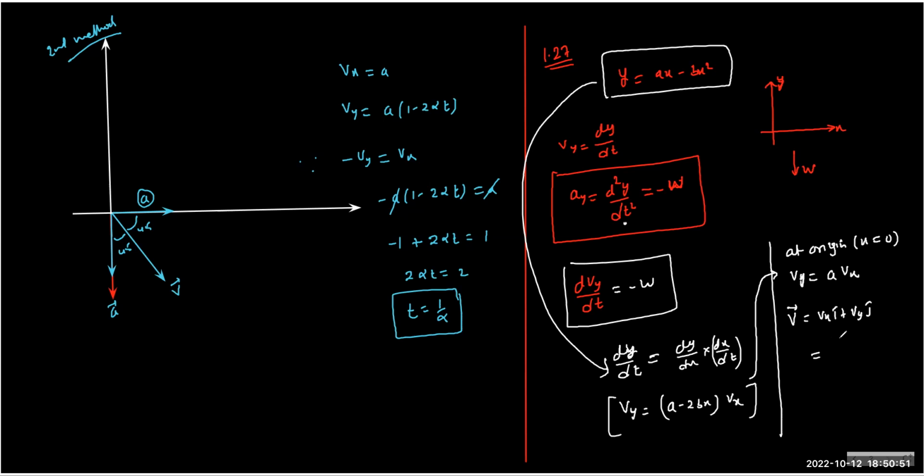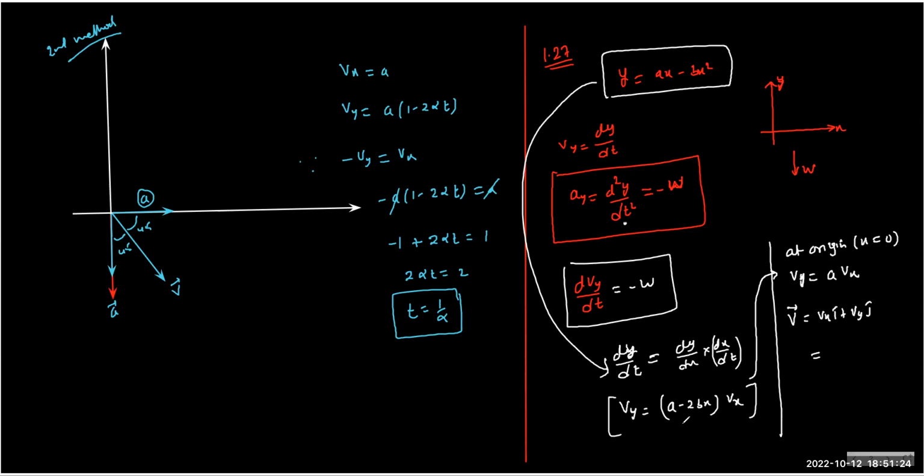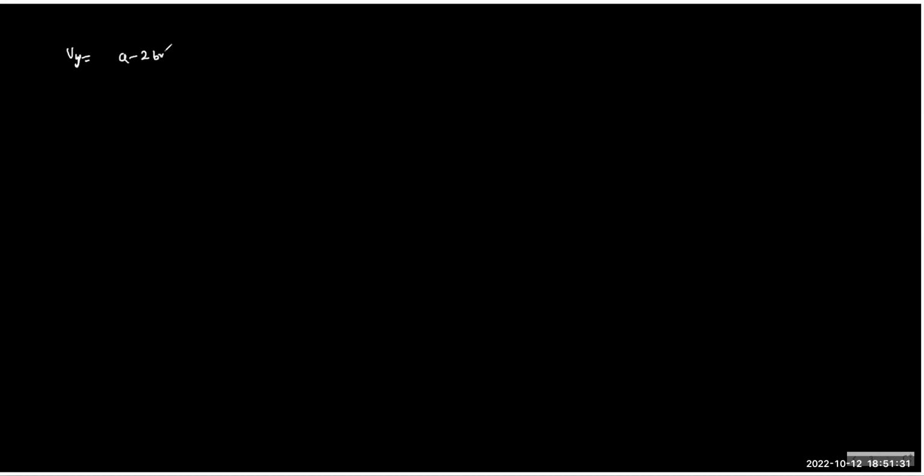And the thing is, we don't know the values of Vx and Vy. So we got the relationship between Vx and Vy, and what else is given? Acceleration. So let's differentiate. Mathematically, it's lengthy, but there are some other ways of solving also. So Vy is how much, guys? Tell me once again. Vy is a minus 2bx Vx. Multiply this: a Vx minus 2bx Vx.